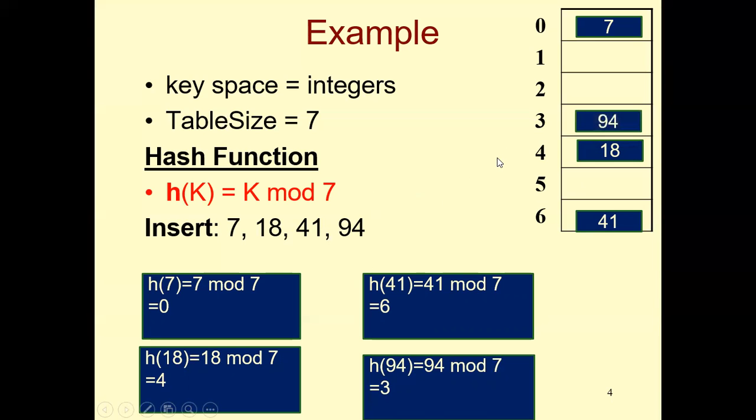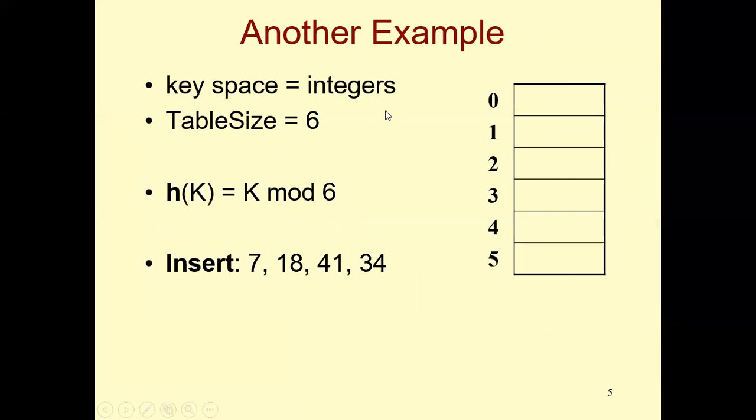And that is it. That is how you would go about inserting data into this hash table using the hash function h of k equal to k mod 7. So that is a very basic look at how to assign values to your hash table. Now let's look at another example.